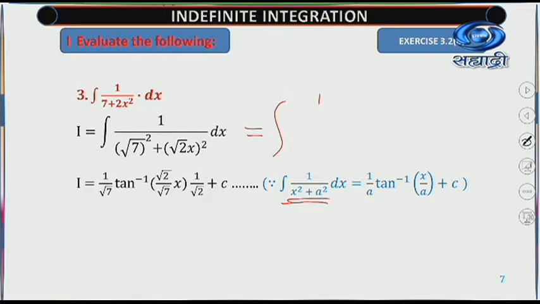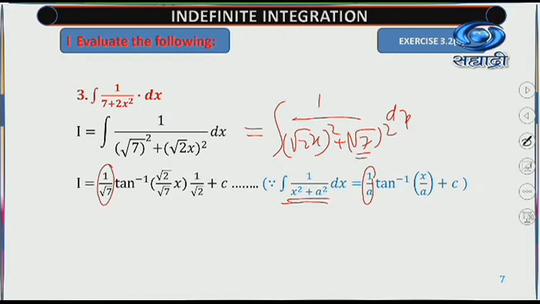This form is 1 upon (root 2 x) bracket square plus (root 7) bracket square. Now this is in proper form. That is x square plus a square dx. You know that this is 1 upon a. So what is 1 upon a? That is 1 upon root 7. Look here, you are having 1 upon root 7. Then tan inverse. So you have a tan inverse here. Tan inverse root 2 upon root 7.